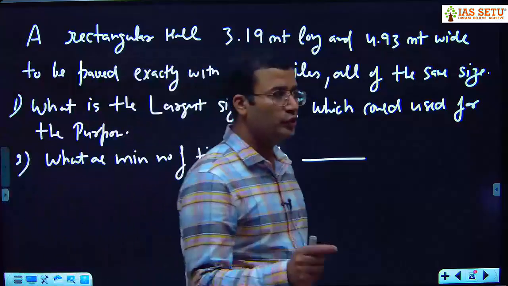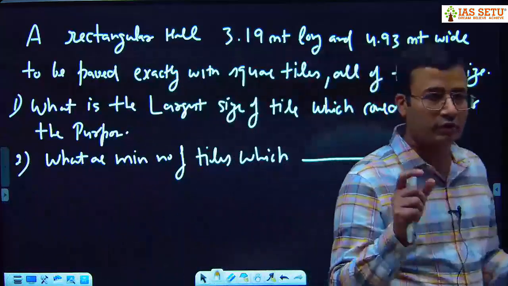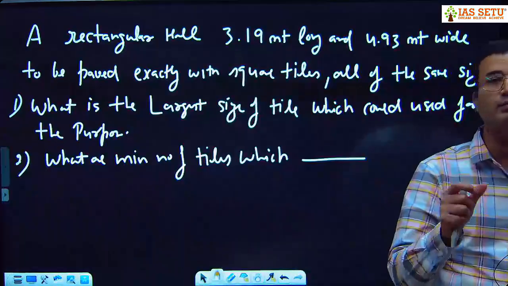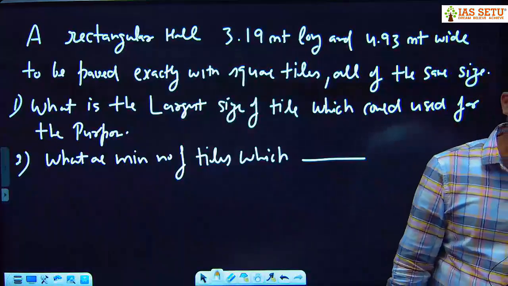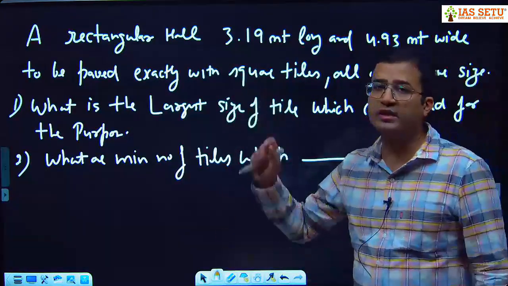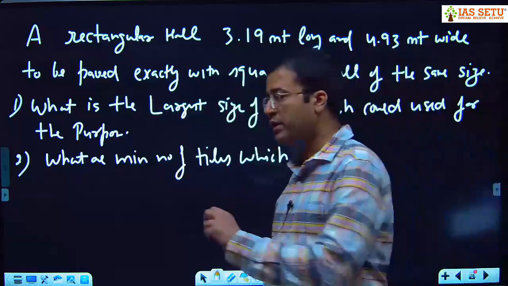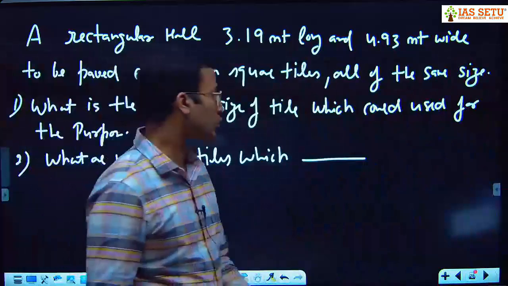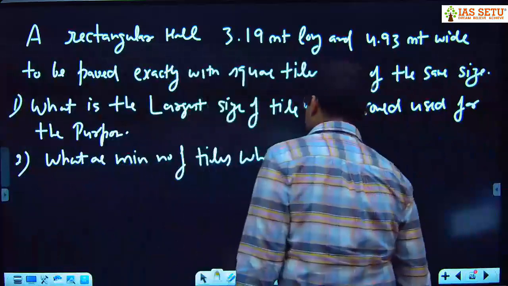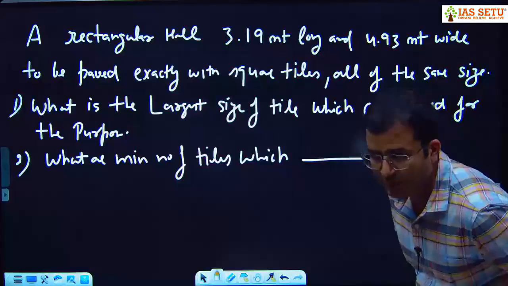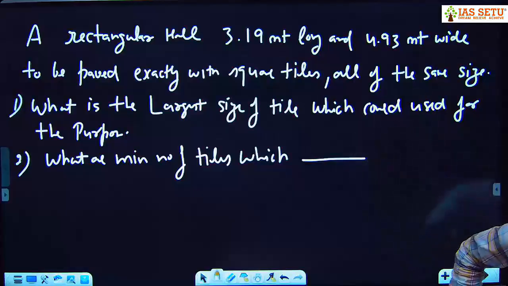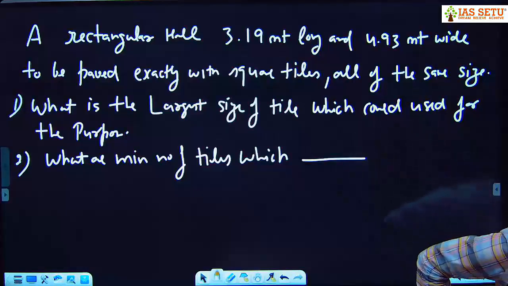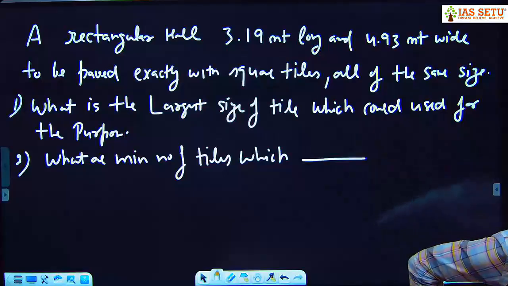HCF is used where we are looking for a factor, divisor or smaller value. So the size of the tile is smaller than the rectangular floor. The tiles that will be laid inside the rectangular hole or rectangular floor are smaller in size. Smaller means factor and divisor. That's why we are using HCF. Okay.